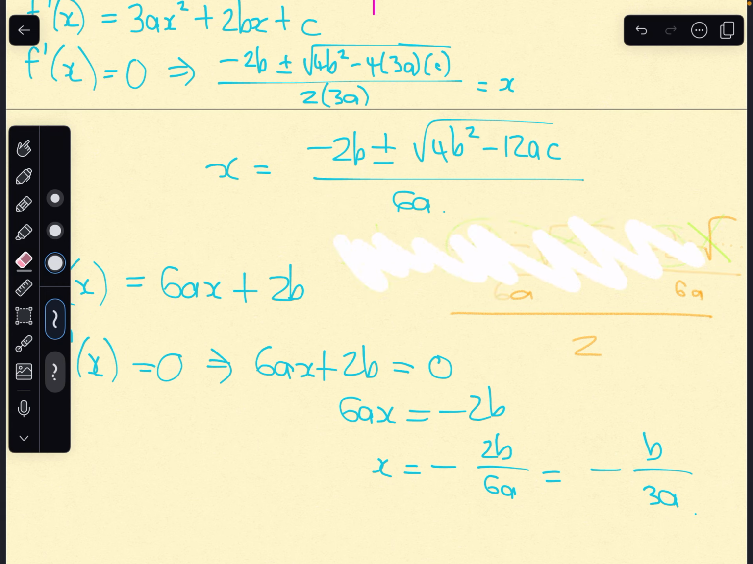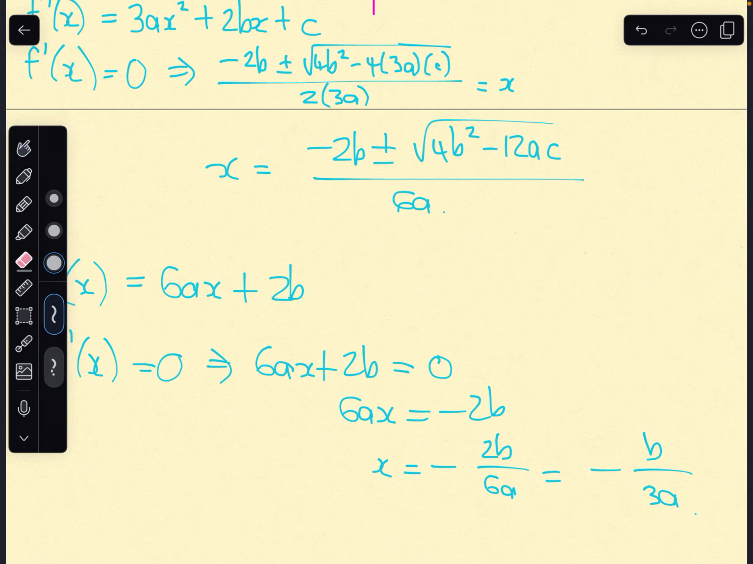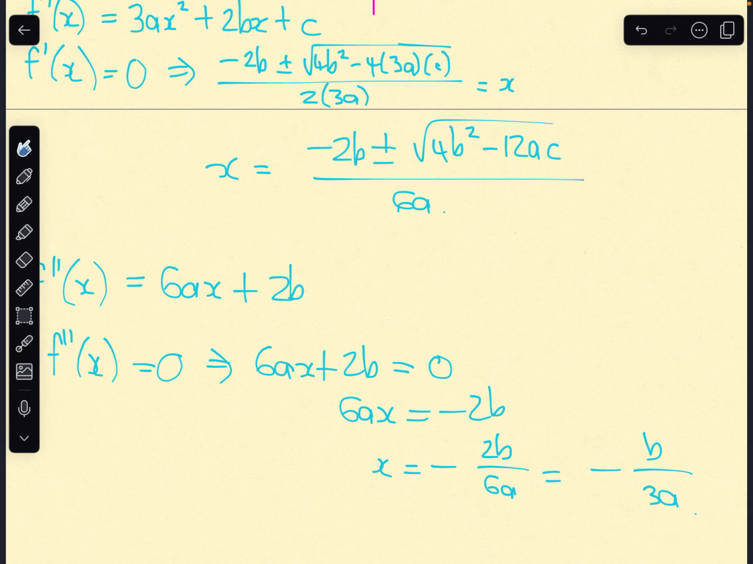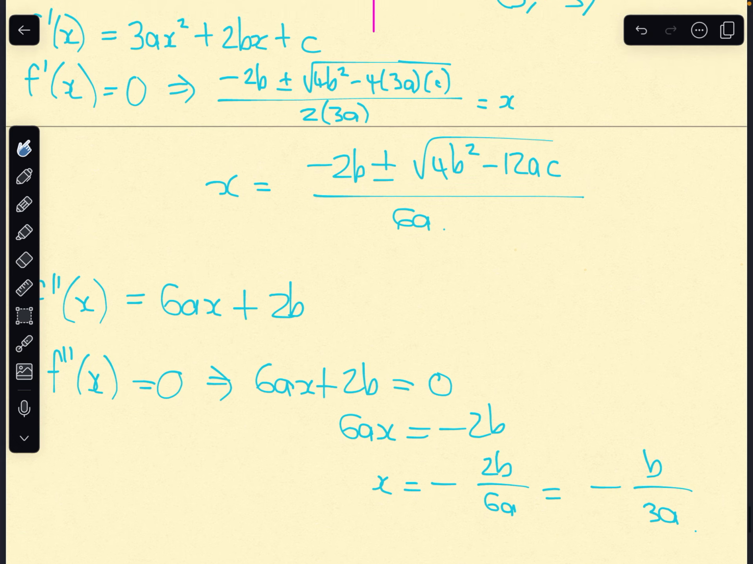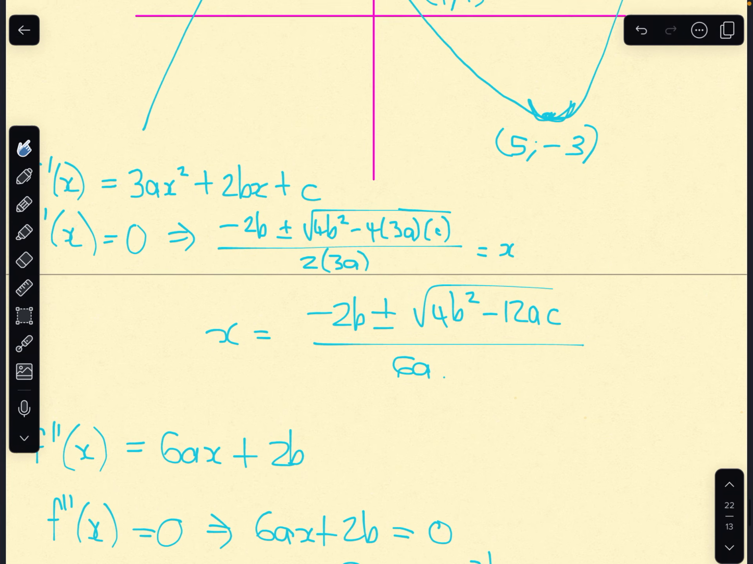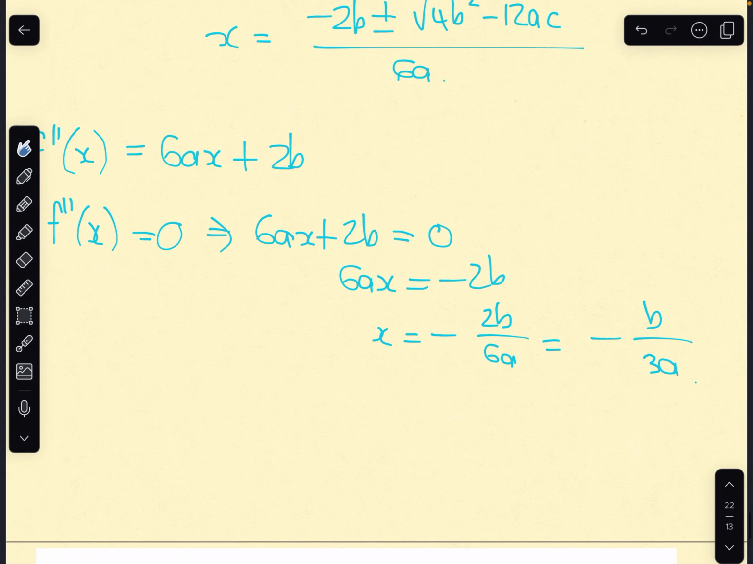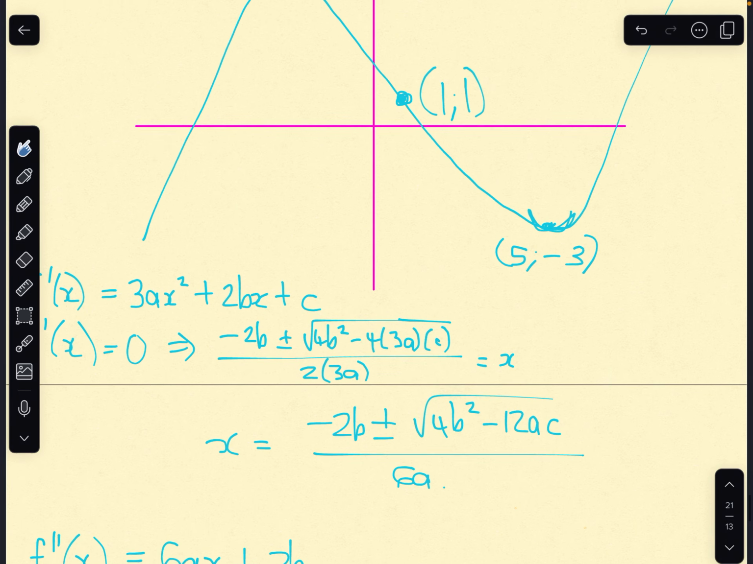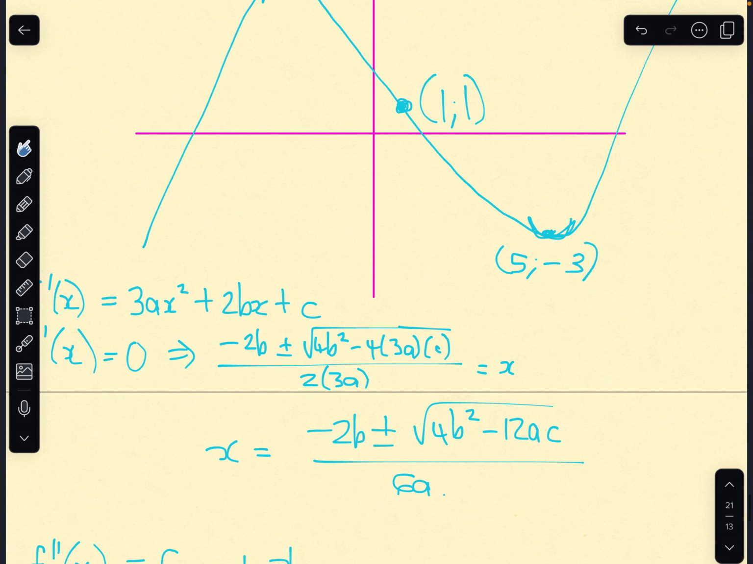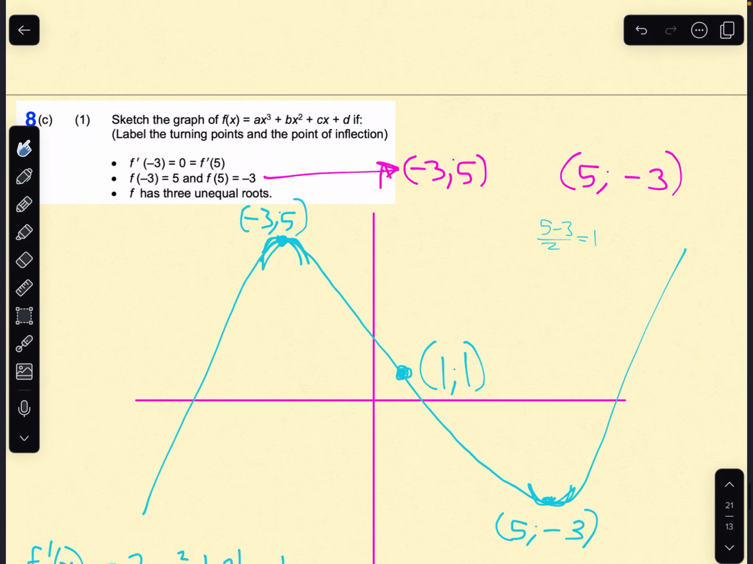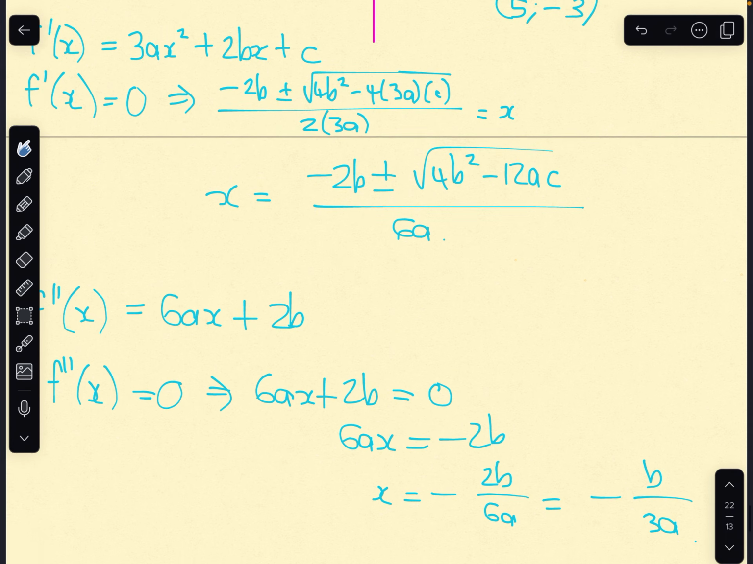Now the second thing I need to figure out is whether the same is true for the y-coordinates. Is the y-coordinate of the point of inflection simply the average of the y-coordinates of the turning points? This is going to be messy now. It's going to be messy, messy, messy.